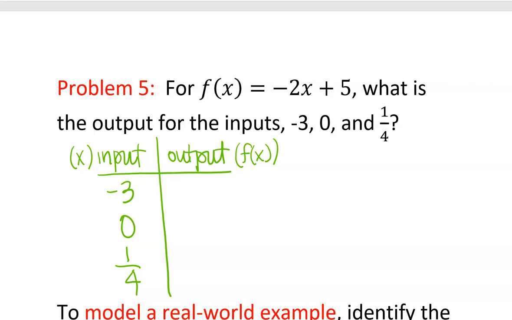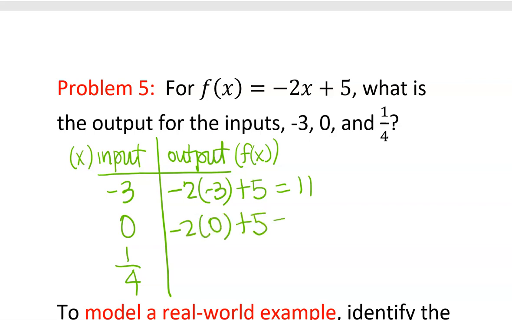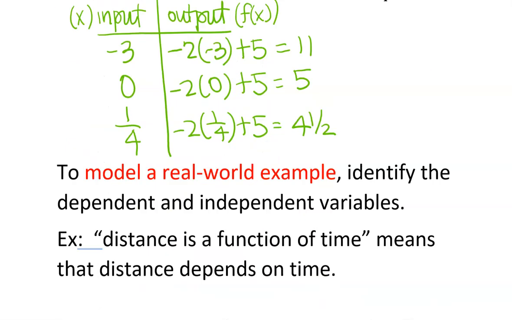We're going to substitute each of these numbers into our function. Negative 2 times negative 3 plus 5 is 6 plus 5, or 11. Negative 2 times 0 plus 5 is 0 plus 5, or 5. Negative 2 times 1/4 plus 5: negative 2/4 is negative half, plus 5, you get 4.5. So that's the output for the inputs that are given.